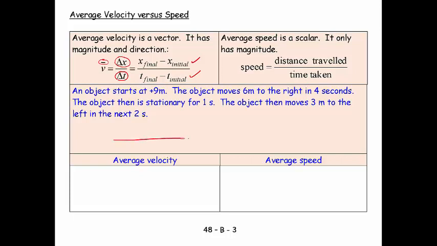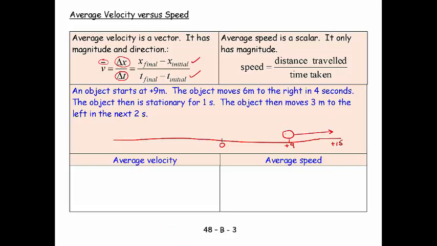An object starts at plus 9, so let's have 0 here, and we'll have plus 9 here, and I start here. Okay, so let's call it S. And then the object moves 6 meters to the right, so I've gone here to plus 15, and so I'm there. And the object, in 4 seconds. So I need to somehow keep track of the time.